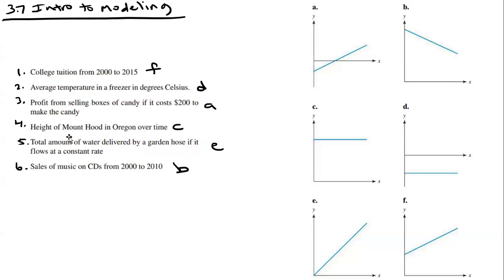For four, height of Mount Hood in Oregon over time, yeah, it's not going to change. It's the same. Mount Everest is still 29,000 something feet. Okay. The total amount of water delivered by a garden hose if it flows at a constant rate. Yeah, so it was at zero, the garden hose zero, you turn it on, then it will have a constant rate. Okay, so that would be E. And then the last one is B.